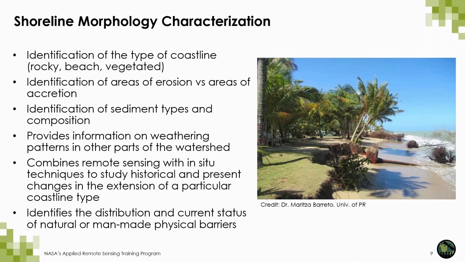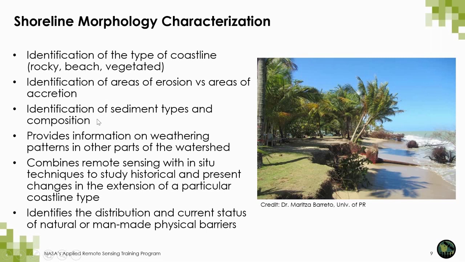Okay. Now, when we do shoreline morphology characterization, there's a number of different components that we have to consider. First, we need to identify the type of coastline, whether it's a rocky area, a beach area, or a vegetated area. And for instance, in this photo here, you see an area in Puerto Rico as well that has a short beach here, has not been affected by erosion in this particular case, and there's some vegetated zones as well. So also in terms of shoreline morphology, you need to identify areas that are typically prone to erosion or to accretion, which would be the opposite, the accumulation of sediments.